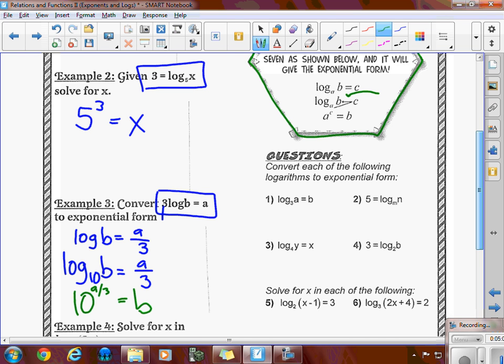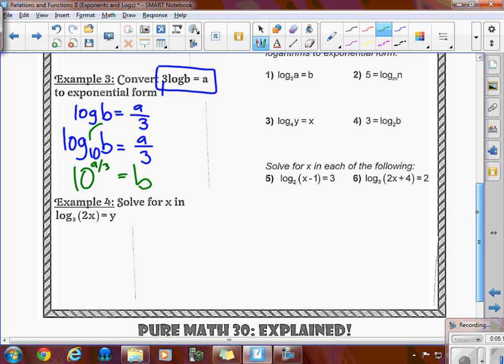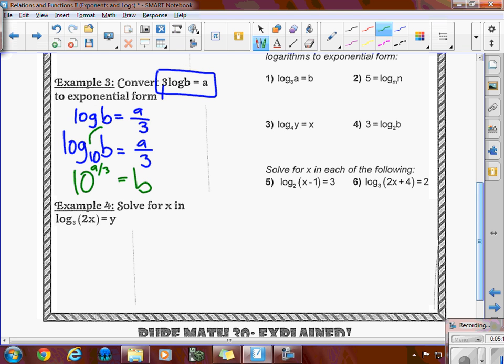Cole's question is, where did the 10 come from? From here to here. If there is no base indicated, we just know it's a base 10. Okay? And just like in the square root, if there's no index, we know that index is 2. We just don't write it. Okay? Is there another way I can write this? This is a great answer, by the way. This is exponential form. That's what it's looking for.